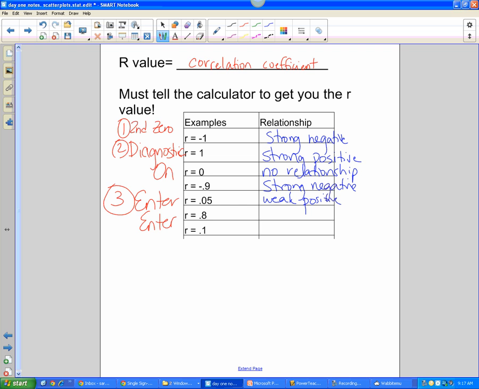So 0.8, how many cents is that? 80 cents? Is that close to having $1? So that one's strong. Strong or weak? Strong positive or strong negative? Positive. And the last one, 0.1, how many cents is that? 10 cents. That's a dime. Strong or weak? Weak. Any questions?